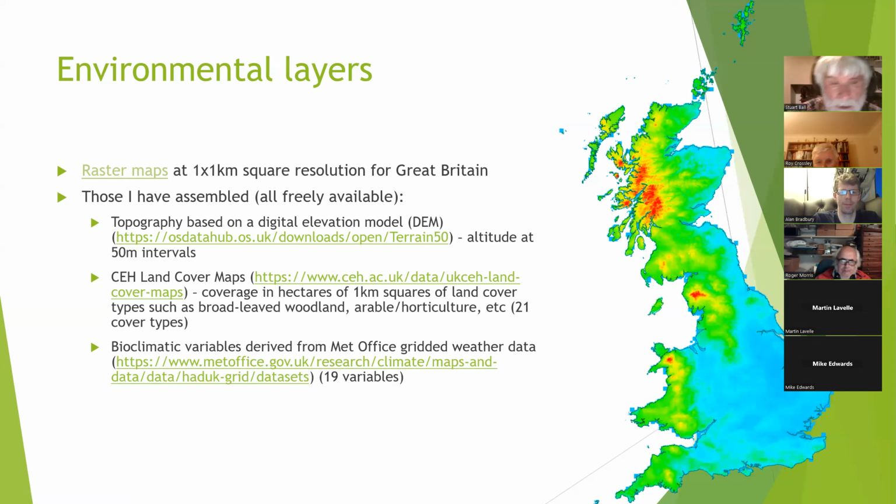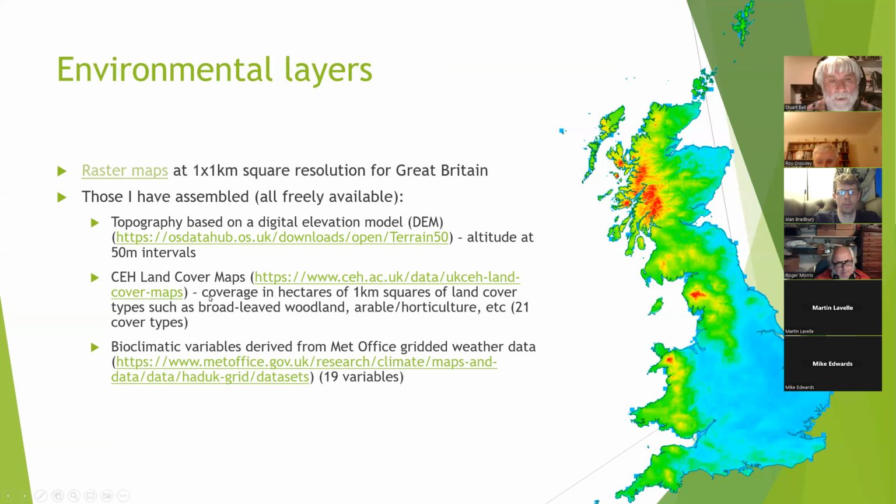Bioclimatic variables. The Met Office has gridded weather data. This is information like average, minimum and maximum daily temperatures, rainfall, hours of sunshine, wind speed, cloud cover. Some of these variables, in the case of some of the temperature variables, go back to the late 19th century. Pretty much all of them are available from 1960 onwards.